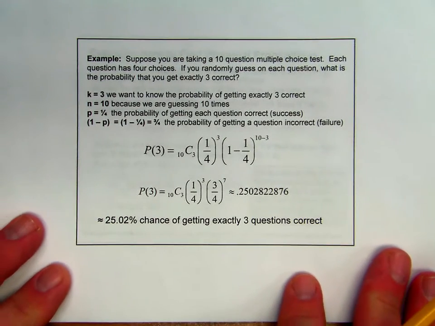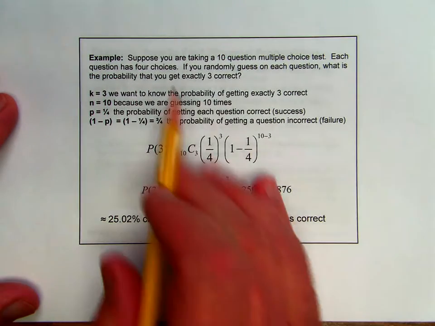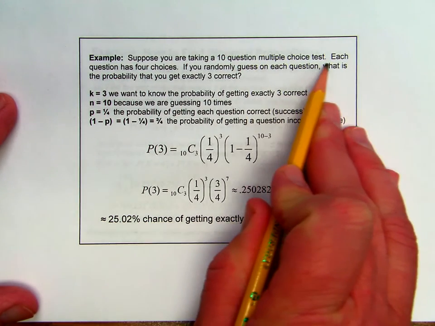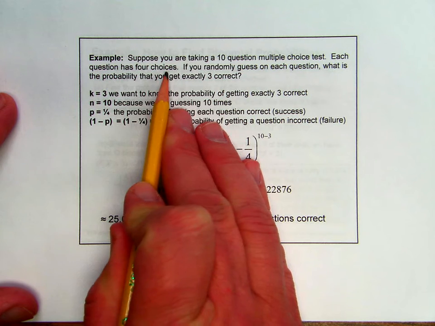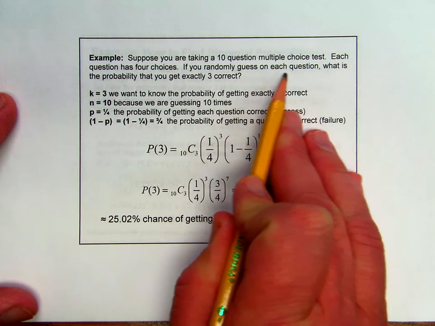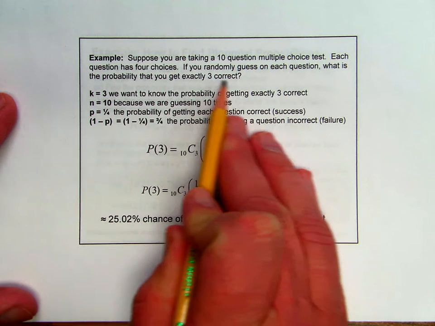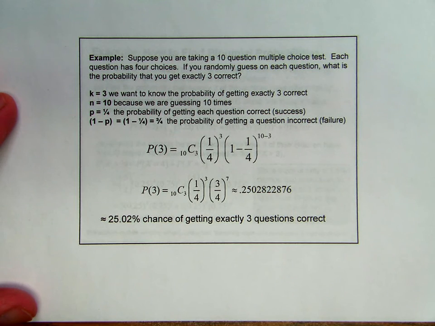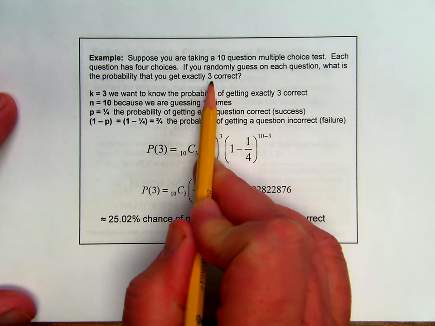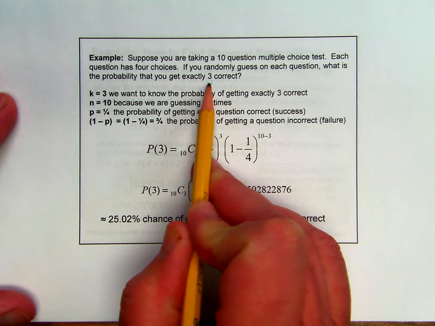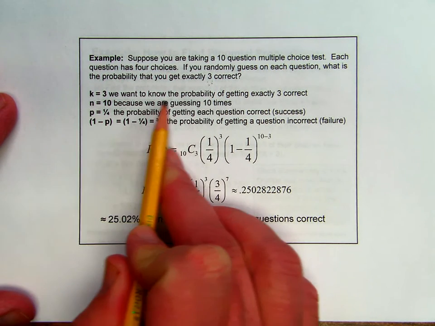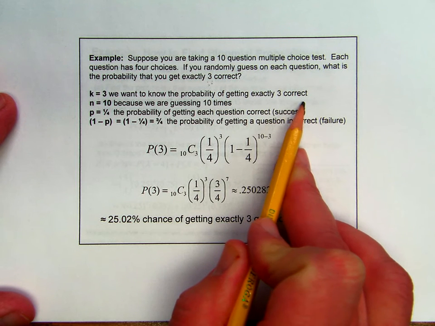All right, so on to some examples that use this. Suppose you are taking a 10-question multiple choice test. Each question has 4 choices. If you randomly guess on each question, what is the probability you get exactly 3 correct? So that's the number we're interested in in terms of the number of successes. That's our k value. We want to know the probability of getting exactly 3 correct.